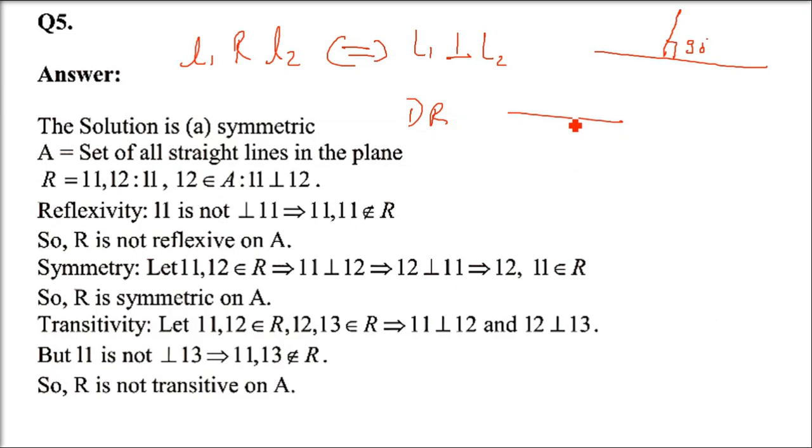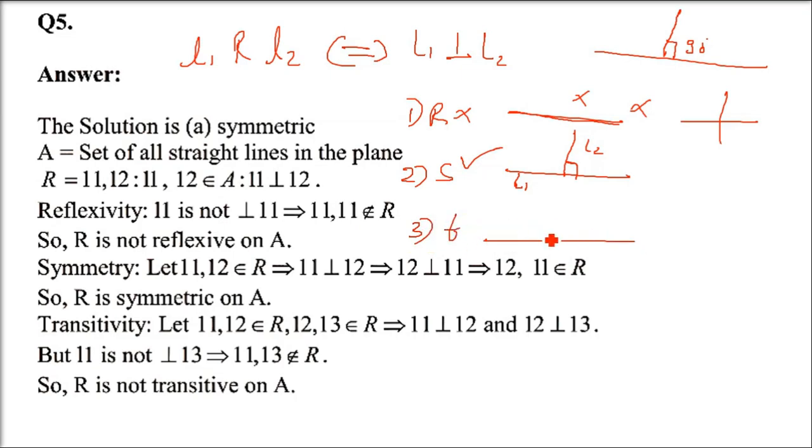So one line. Can a line be perpendicular to itself? No. A line can be parallel to itself. It cannot be perpendicular to itself. So this is not reflexive. Second one, symmetric. So one line is perpendicular to another one. This is L1, L2. So the second one will also be perpendicular to the first one. This is symmetric. True.